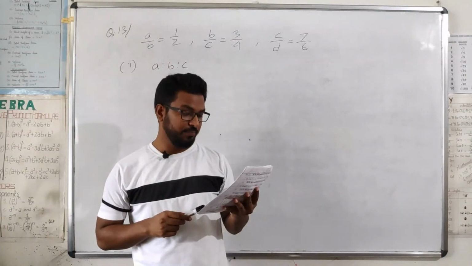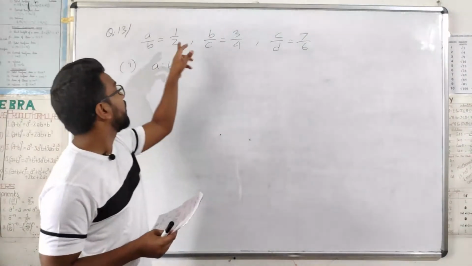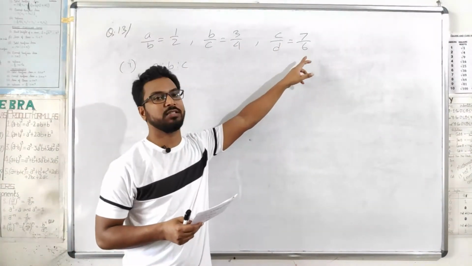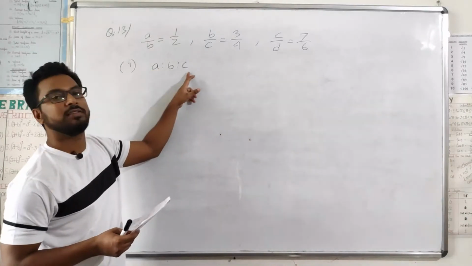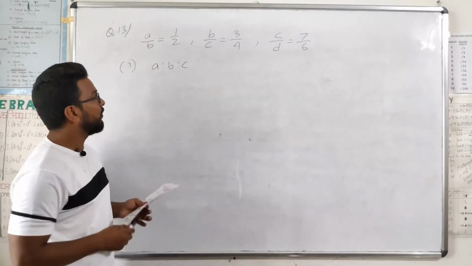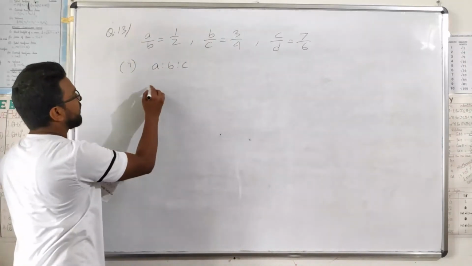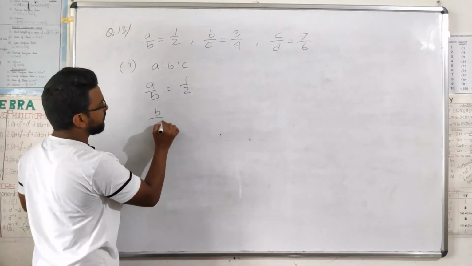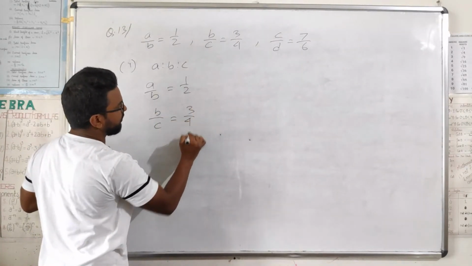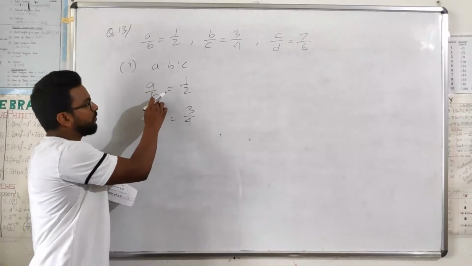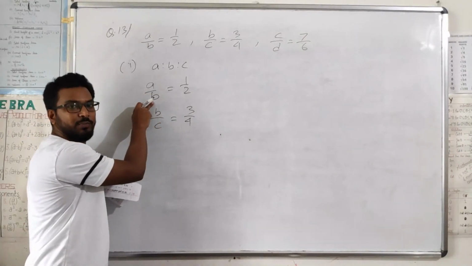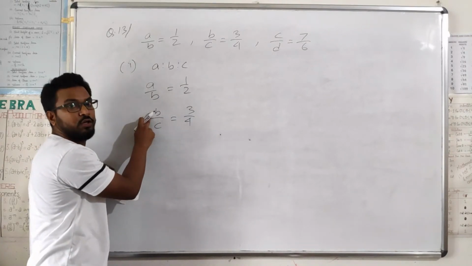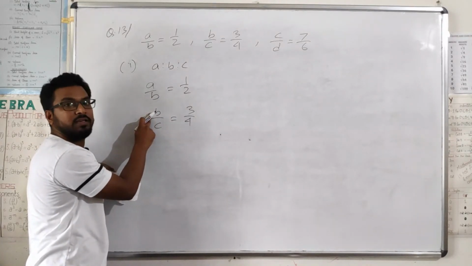So our next question is given, if A ratio B is 1/2, B ratio C is 3/4, and C ratio D is 7/6. We have to find the ratio of A, B, C and D. Okay, so what we'll do, first we'll write A ratio B is given 1/2, and here it is given B ratio C is given 3/4. Now you see what is common in both the ratios. B is common. In this first ratio B is there, in the second ratio also B is there, so we have to make the value of B same.